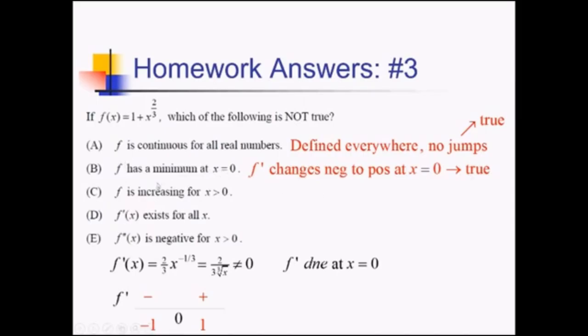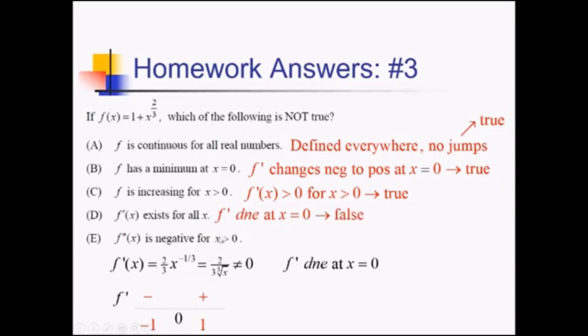All right, moving on to the next one. F is increasing for x greater than 0. Well, we did our sign chart here, and to the right of 0, we do have a positive f prime. Since f prime is positive to the right of 0, that means the f function is increasing for those x values. So this is also a true statement. We just saw that f prime exists is not true. It's DNE at x equals 0, so that's false. That's going to be the answer choice we pick.